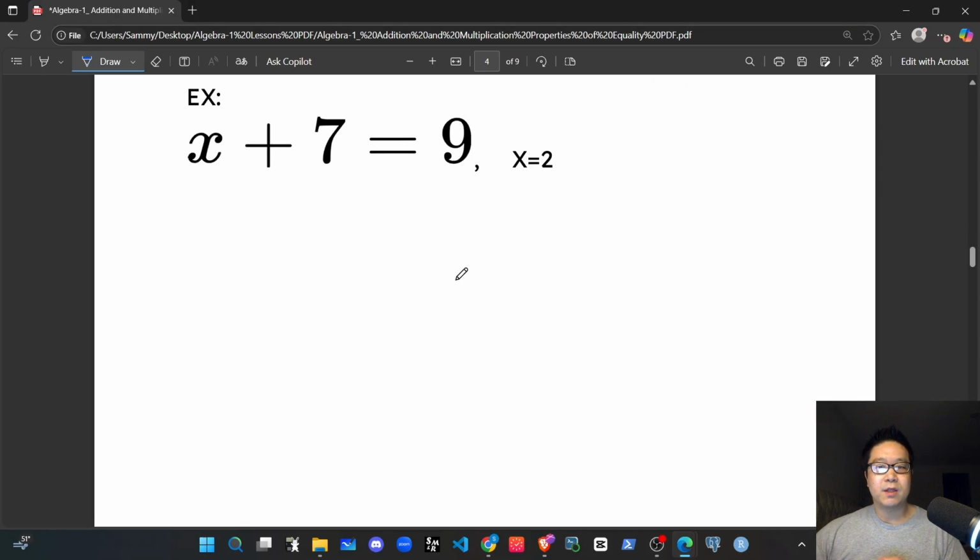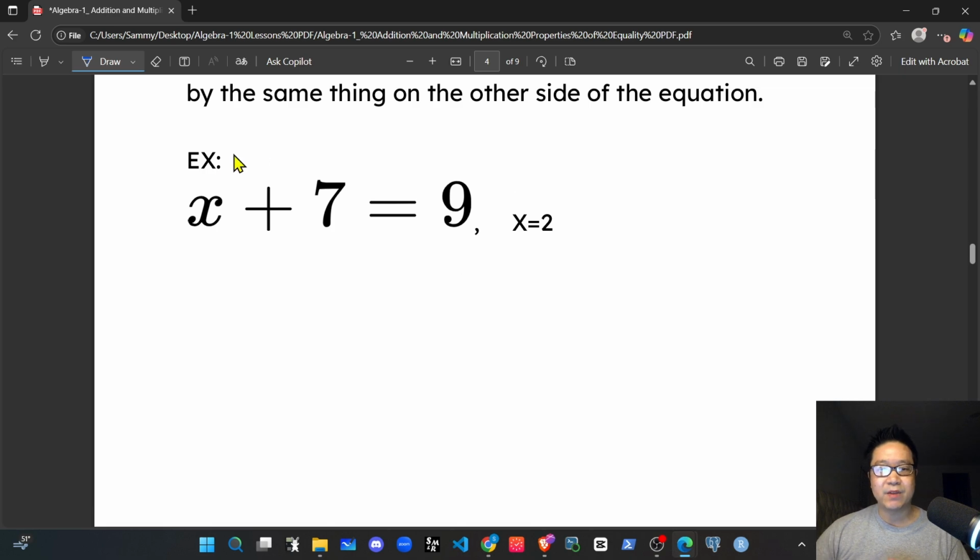So to show you the exact same idea, here we have the exact same equation from the previous example. We have x plus 7 equals 9, and we know that x equals 2. Let's go ahead and try and multiply both sides of this equation by 3 and see what happens.